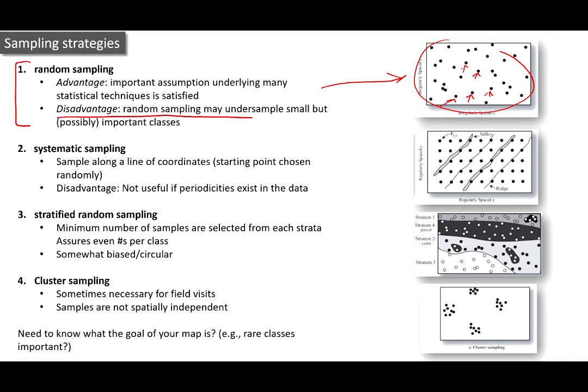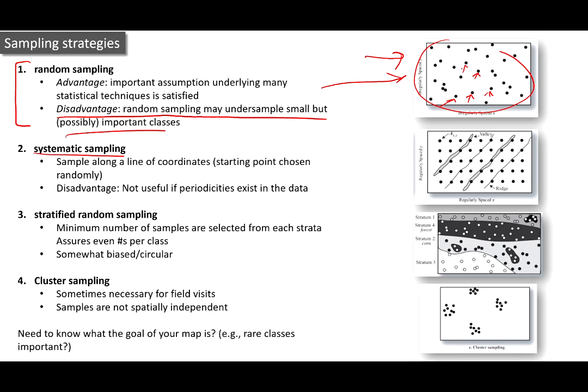But the disadvantage is that it may undersample small but possibly important classes. So in the boreal forest, for example, the Forest Service wants to classify the tree species, most of which are black spruce, white spruce, and birch, but they are also interested in aspen, which only represents 5% of the total tree cover. And so a random sampling scheme for validation wouldn't get enough aspen in there to know if we're doing well at classifying aspen. So there's other ways to get at that better.